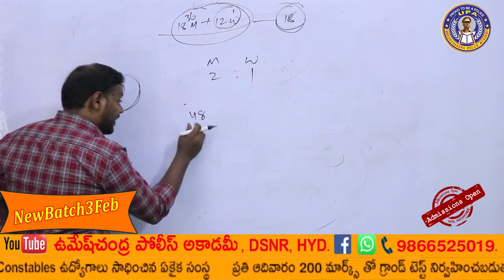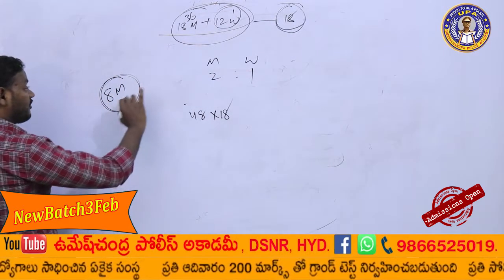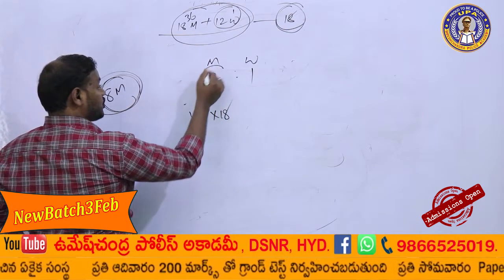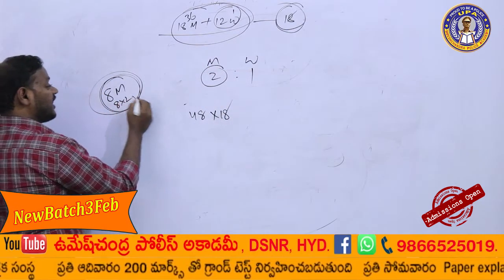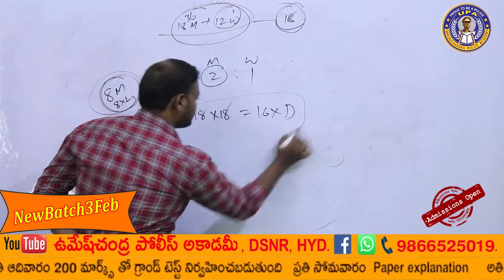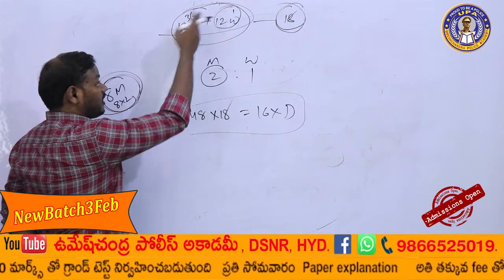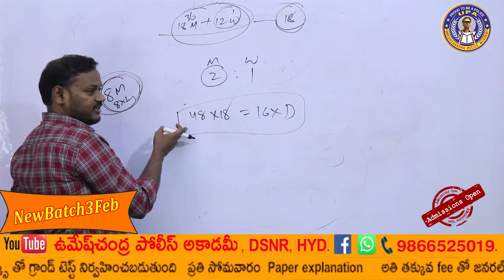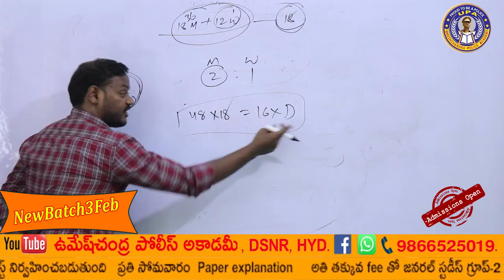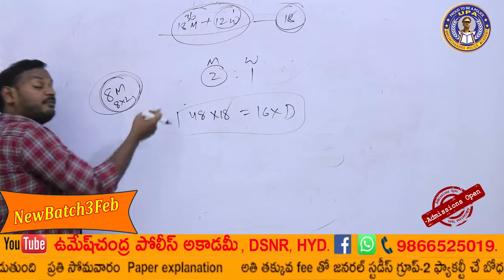With this 48 capacity, they are doing the work in 18 days. Yes or no? But we need to complete the work with the help of 8 men only. Every man's capacity is 2, so 8 men means 8 twos, 16 capacity. With 16 capacity, how many days? That is the question. Single step answer. Is it clear? How did we get 48? Very simple, 18 men plus 12 women total 48 capacity according to the given ratio. With 48 capacity, 18 days. 16 capacity, how many days?